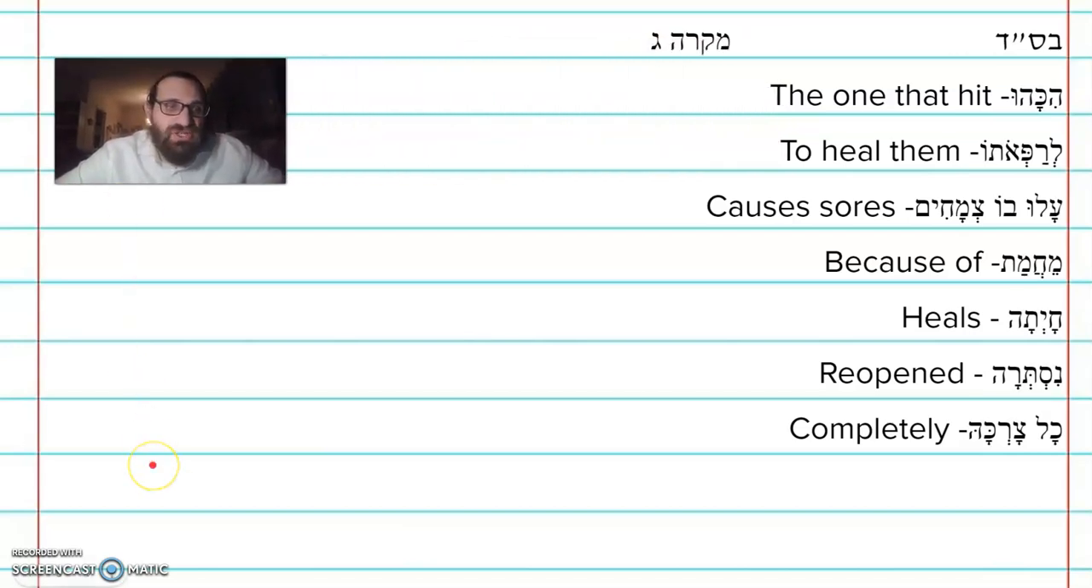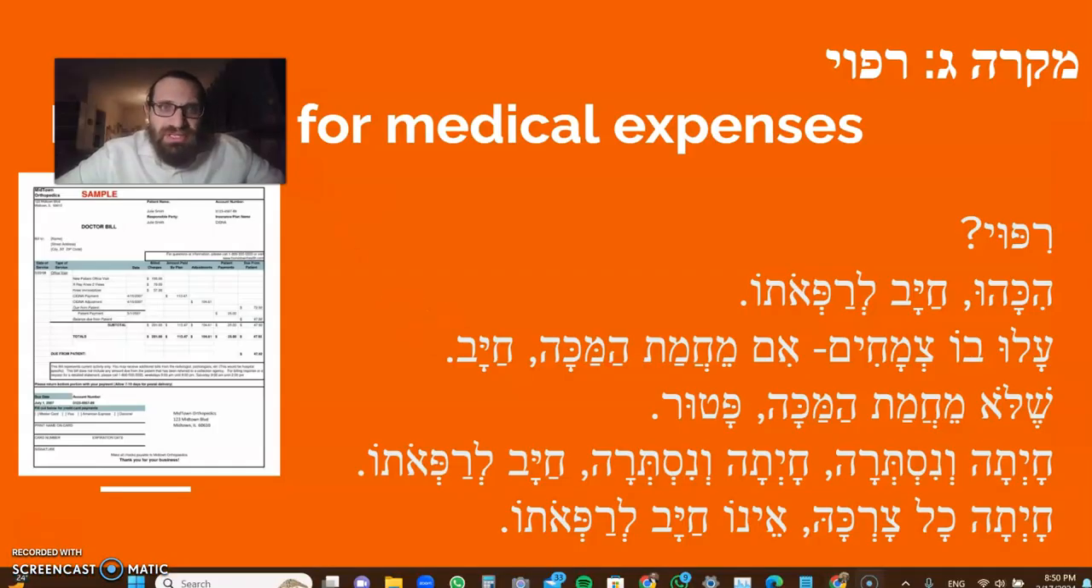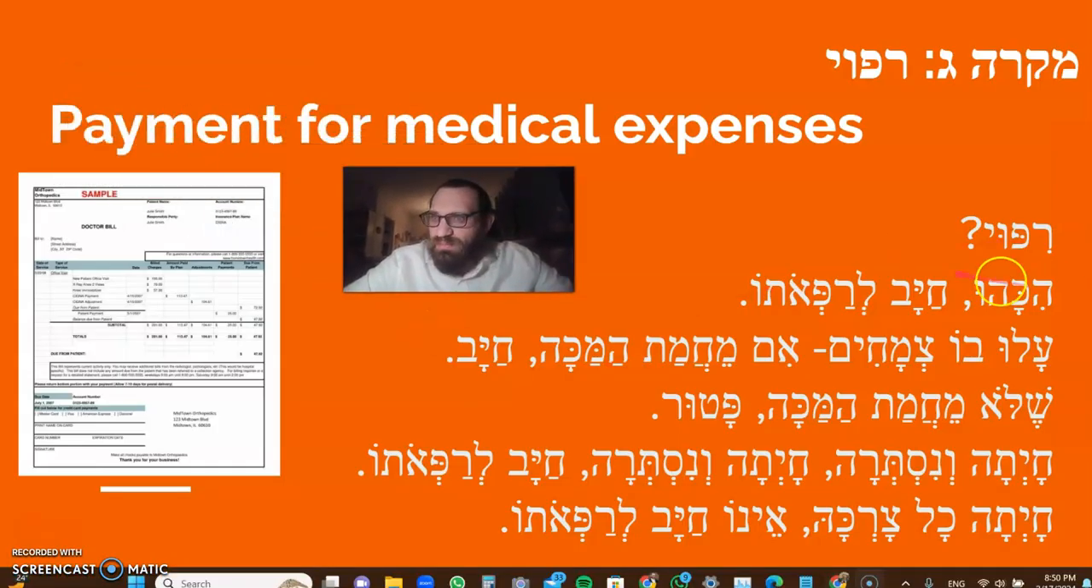Ripoy is actually much simpler, right? Again, these words if you don't have them yet. And it's going to be pretty simple here, right? Ripoy, ketzad. I'm going to plug it in there. Hikahu chayev lerpoto. If he hits him, he has to pay him. He has to heal him. Now, not everyone's a doctor, so they're going to have to pay for healing them.